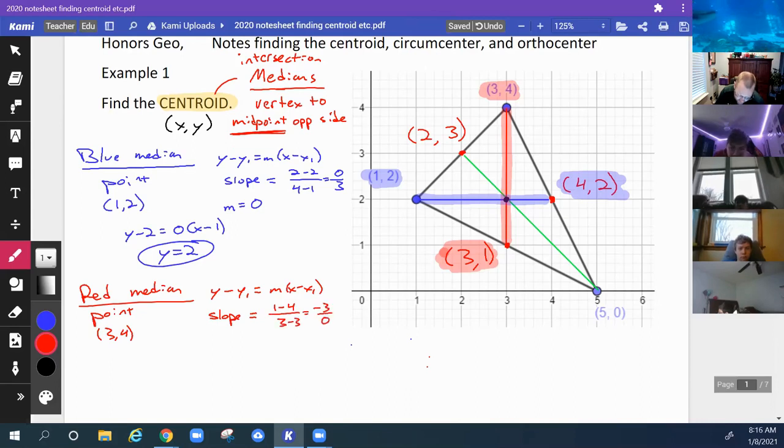I get a negative 3 over 0. So remember, the slope is undefined. Okay, so we're going through that. Now remember, anytime I have an undefined slope, that means it's a vertical line. So the equation is not a y equals equation.